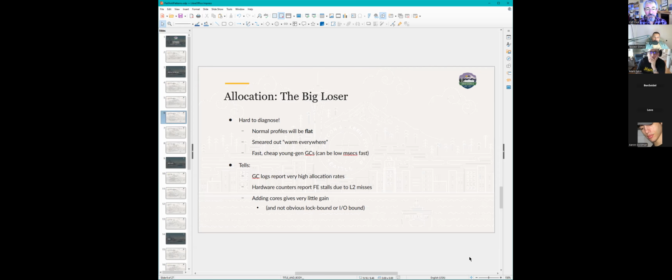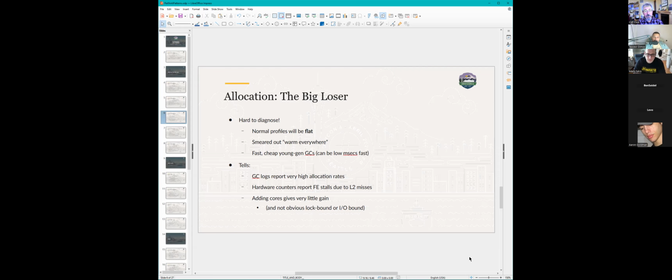So the tells here are GC logs reporting very high allocation rates. You can do the math on the allocation rate in the GC logs and see that you're getting within 10% to 50% of theoretical peak maximum memory bandwidth. That tells you you're out of memory bandwidth for everyday production use. And that's why you're stalling, and that's where your time goes, right?